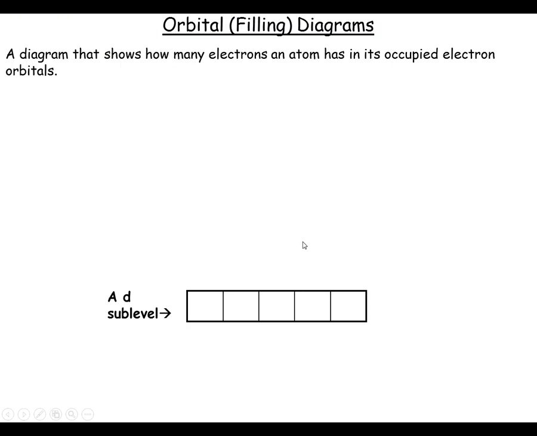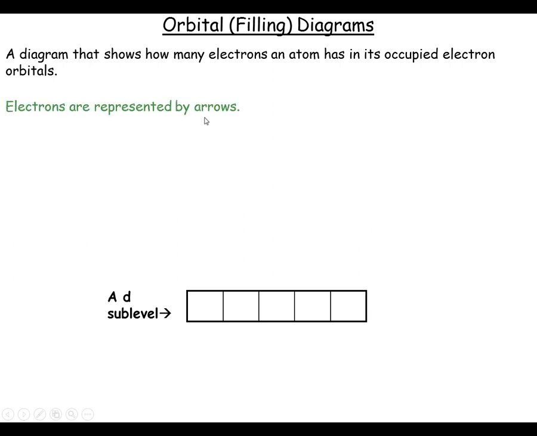Now that we know how to draw the Bohr configuration, we're going to go back to the sublevel electron configuration. That's that 1s, 2s, 2p, and so on and so forth. And we're going to draw what's called an orbital filling diagram. Now, an orbital filling diagram is a diagram that shows how many electrons an atom has in its occupied electron orbitals. So remember, we might say we have 3d7, meaning we have 7 electrons in the d sublevel, but the orbital filling diagram actually tells us more information because it tells us which orbitals those electrons are actually inside of.